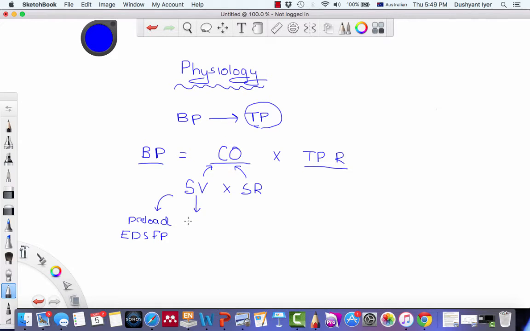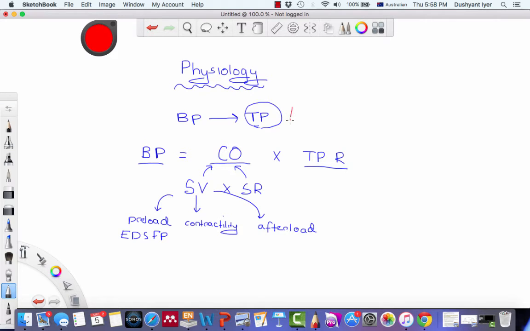The second factor is the contractility of the heart itself. So the harder your heart beats, the more blood it ejects. And the third factor is the afterload. That's the resistance the heart is pumping against. So the higher your afterload, the less your stroke volume. So what this essentially provides you with is a structure to categorize the subtypes of shock. Because the subtypes of shock are simply deficits of each of these components. Let me show you.